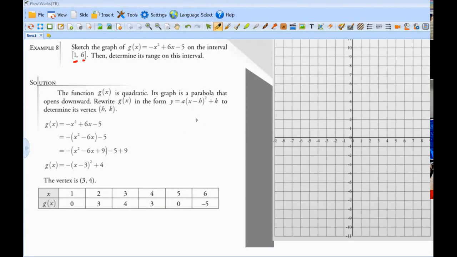So we can actually convert our given function to this form, HK. So how to convert that to HK? When we do that, we have to complete the square first. So what are we going to do? We will rewrite the equation. This equation would be g of x is equal to negative x squared plus 6x minus 5.